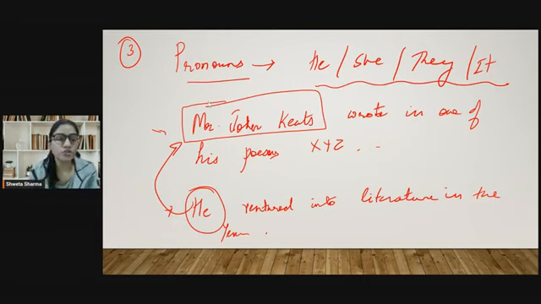But naturally, we need to know that this character should have been introduced in the sentence first. Only then can I use a pronoun for that particular character. So it is extremely crucial to understand that pronouns should have their antecedents in place first. Only then can we use the pronouns for them.